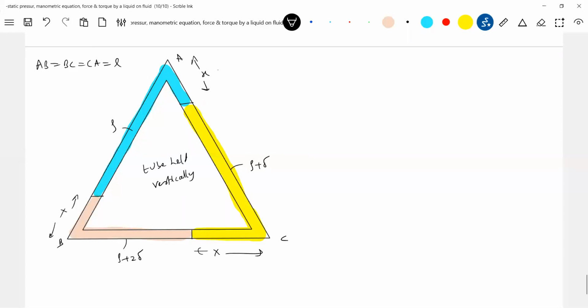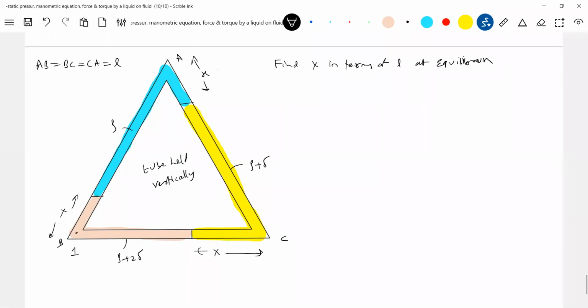Find the relation between X and this L. Find X in terms of L. I think it's an equilateral triangular tube. The liquids are filled up where the densities are like this. You have to get the relationship between the X and L. So shall we proceed directly?